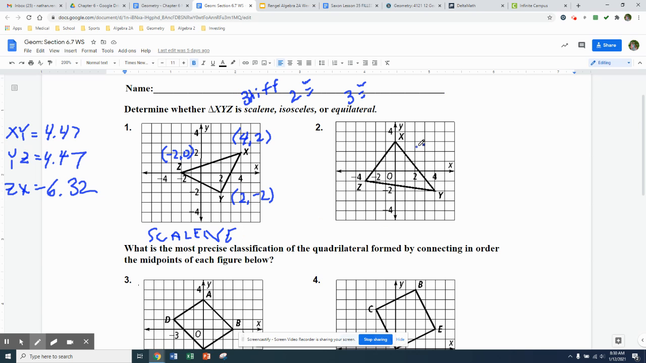We'll head over here. So check this side, check this side, check this side. Once you get all three sides checked out, you would be able to determine what type of figure it is.